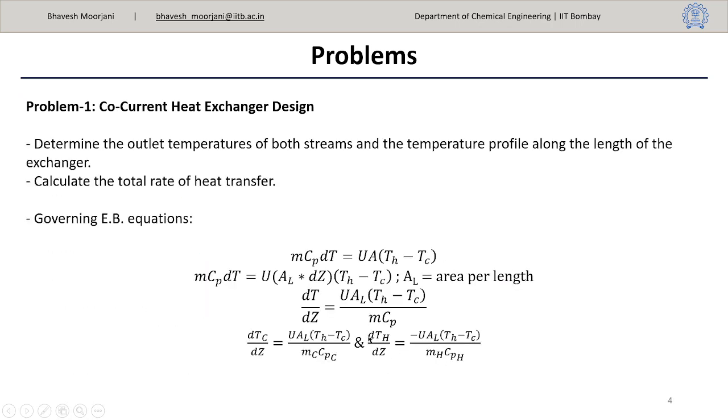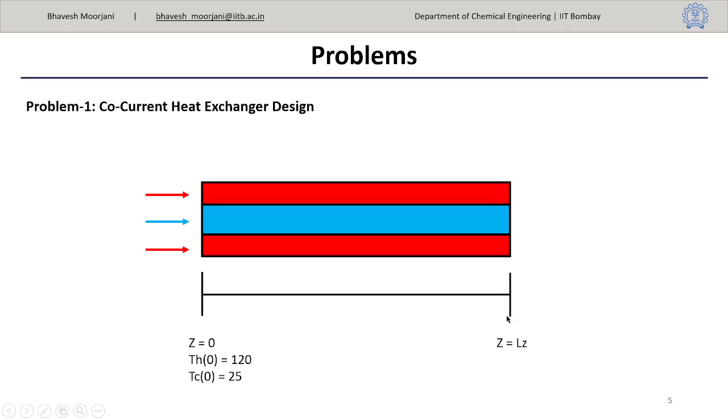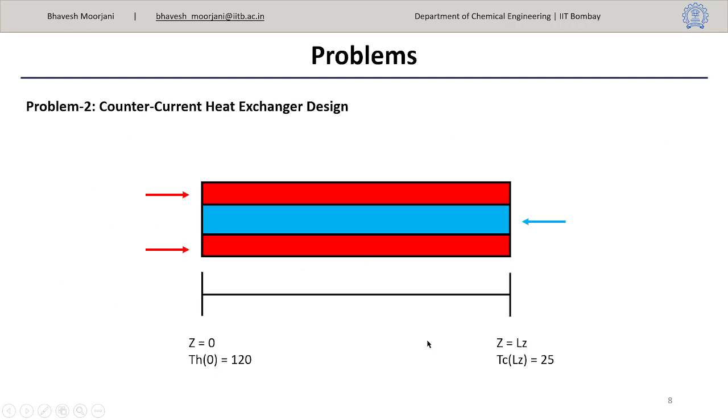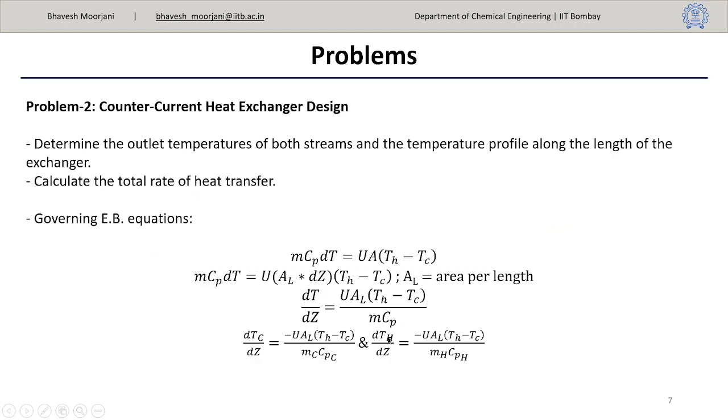we had taken dTh by dz as negative, since as we move in the z direction, in the co-current, the temperature of the hot stream was decreasing and the cold stream was increasing, right? So that's why the cold stream had a positive constant while the hot stream had a negative constant, right? But when you have a counter current flow, right, so the hot stream, as it's moving along the z direction, its temperature is decreasing. That's why, like the previous case, dTh by dz has a negative constant minus UA by m cp, right?